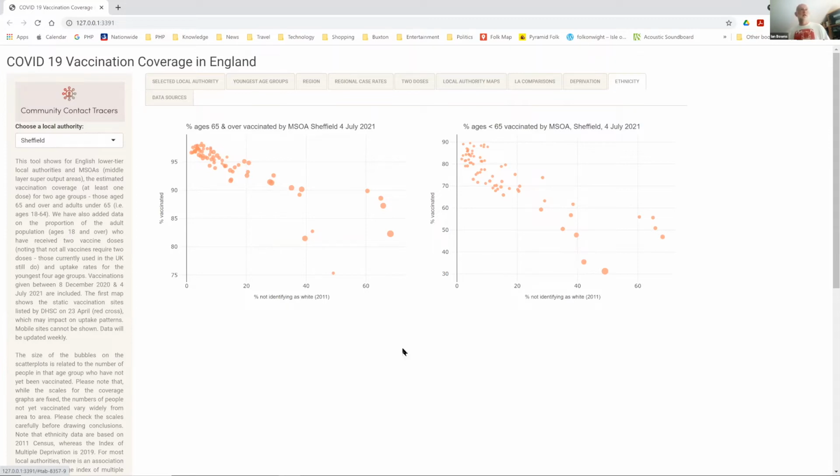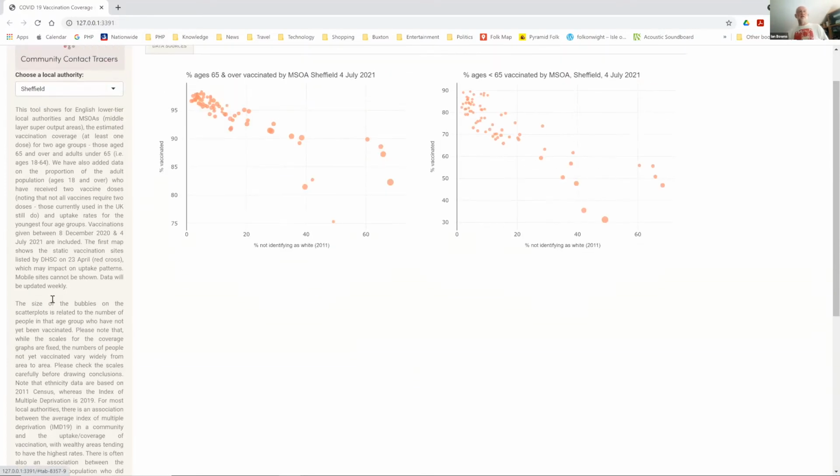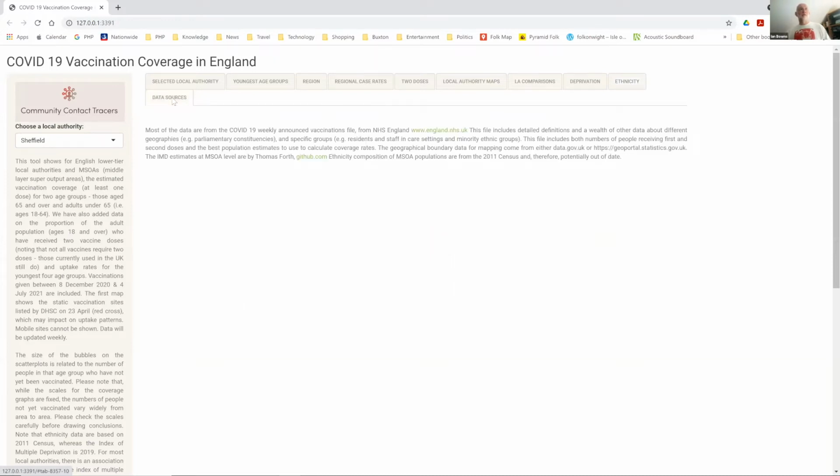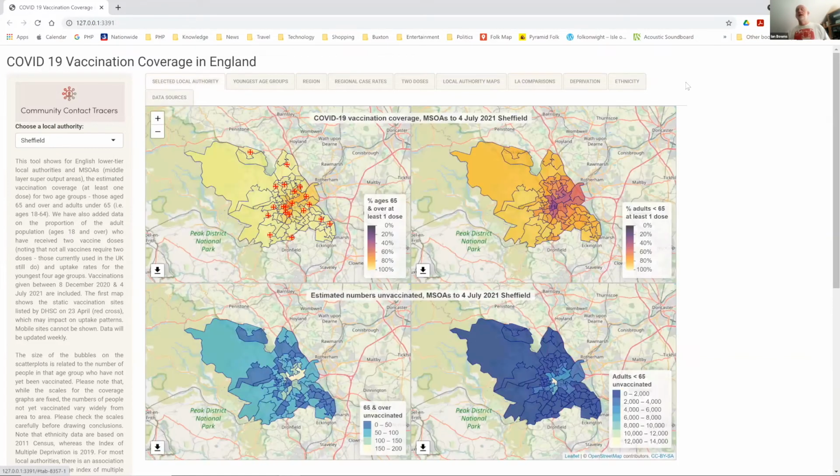Okay. Now, I've pretty much finished. The only other thing I would say is there's quite a bit of text there that should advise you on how to interpret this. And there's also a little page on what the data sources are and where you might want to go to get some more details about the nature of all these data.